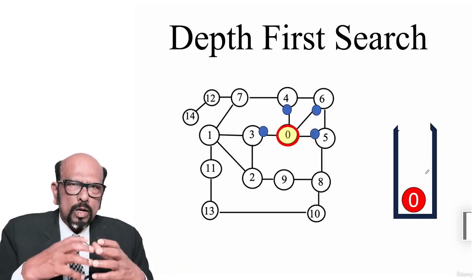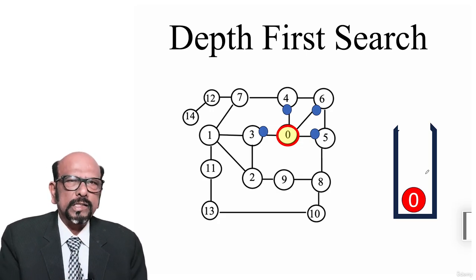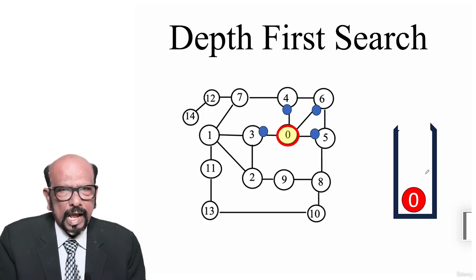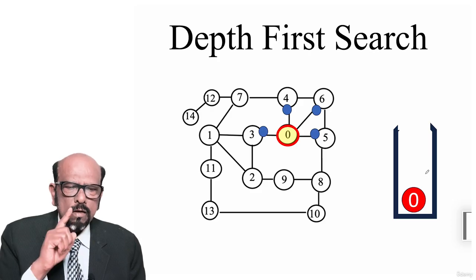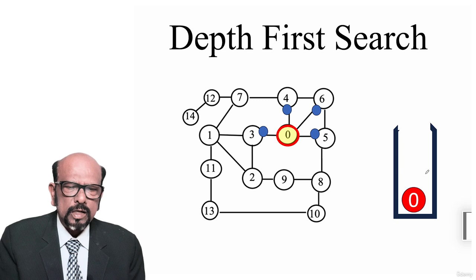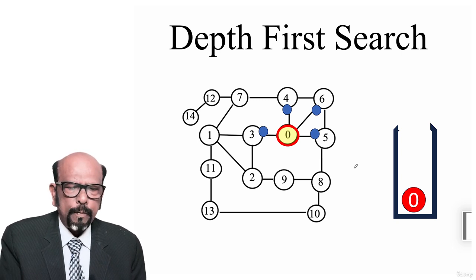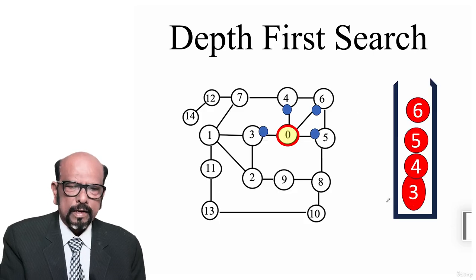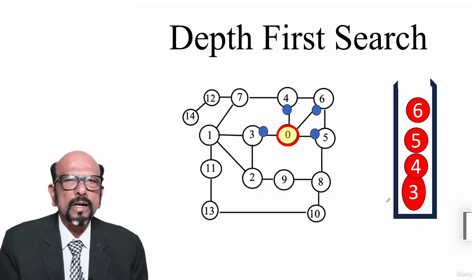Now we have to explore 0. Verify whether 0 has the solution. If 0 has the solution, we can stop. If 0 doesn't have the solution, find out what are all the neighbors: 3, 4, 6, 5. So we will do depth first search on each of these. So I keep 3 inside the stack, 4 inside the stack, 5 inside the stack, and 6 inside the stack. Look at it. 3, 4, 5, 6. All of them are kept inside the stack.